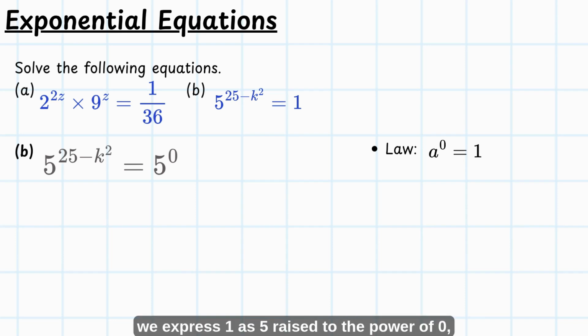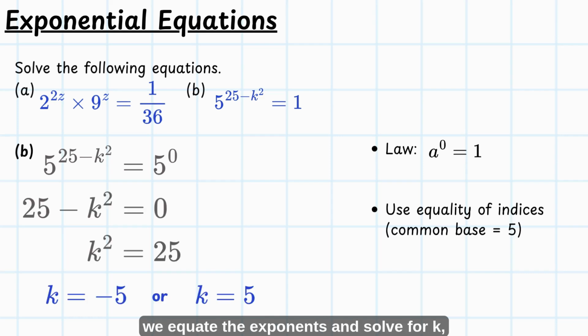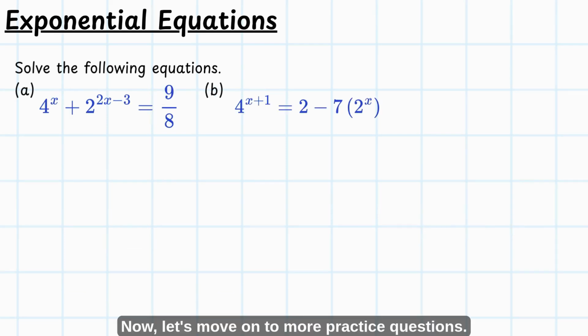For part B, we express 1 as 5 raised to the power of 0, since any number raised to 0 equals 1. With a common base of 5 on both sides, we equate the exponents and solve for k, obtaining values of either -5 or 5. Now, let's move on to more practice questions.